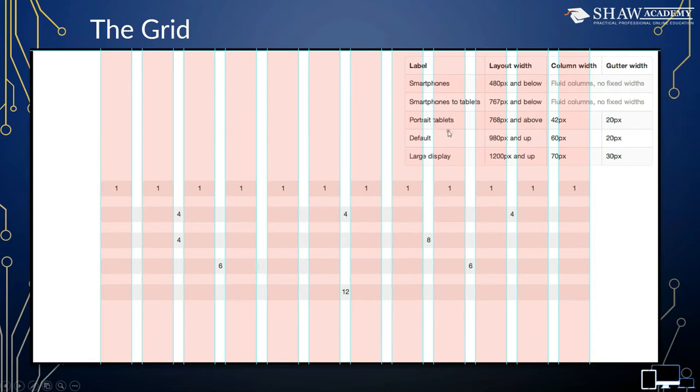smartphones, tablets, portrait tablets, default and large display. Now, really, when we look at these, you'll see it's large display, default, portrait tablets. Really, the grid is made up of small screens, extra small screens, medium screens, large screens, and extra large screens. And that is the way we think of web design in 2016. We think about it in general screen sizes rather than specific devices, such as the iPhone, the Android, or a Galaxy. We forget about the actual make of the device and we focus on how our designs look on any given screen size.